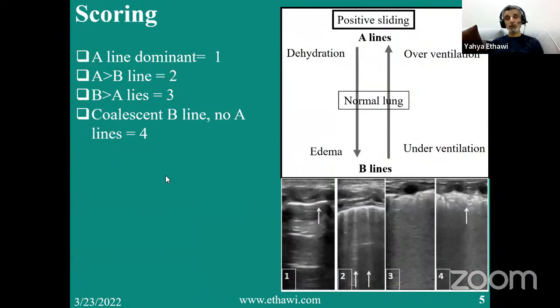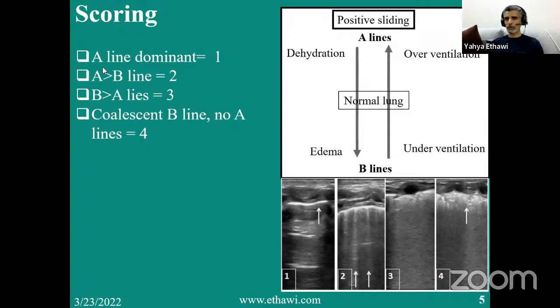Okay, now we have something called scoring that helps not only in assessing the severity of the pathology, but can also help you determine whether you need an intervention or not. So what we do is the AB profile zones, and then we can give numbers.